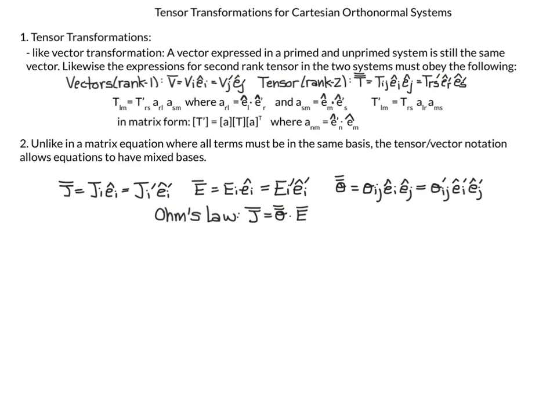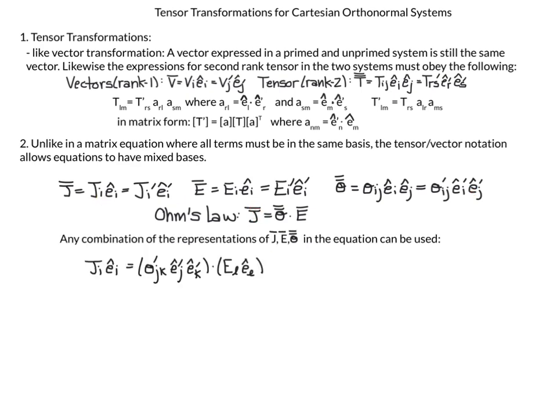So we can put any of these into our Ohm's law equation, where the vector J is equal to our conductivity dotted with our electric field. E can come from our primed or unprimed, and we can write it in the same equation with our conductivity in primed or unprimed, in the same equation with J in primed or unprimed. So again, any combination of representations in the equation can be used. Here I can have my J in my unprimed, and that's going to be equal to my sigma in primed, and then my E in my unprimed.